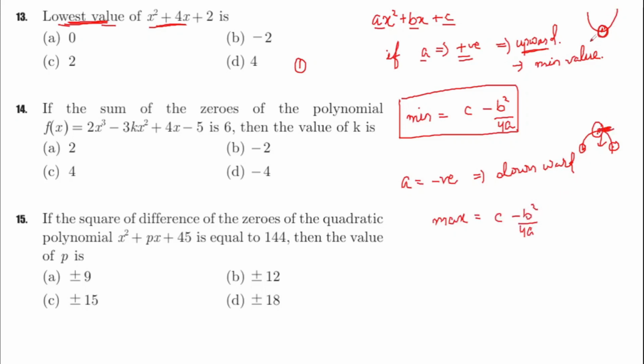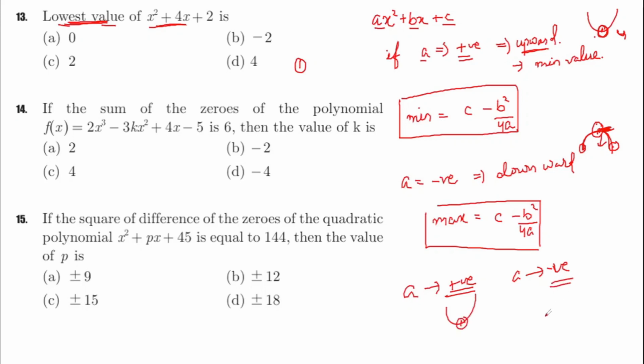But for an upward polynomial, this will act as the minimum value. And for a downward polynomial, this will act as the maximum value. The formula is the same, but we need to check whether a is positive or a is negative. If a is positive, then we will get an upward graph, and here we will get the minimum value. For a negative, we will get a downward graph, and here we will get the maximum value.